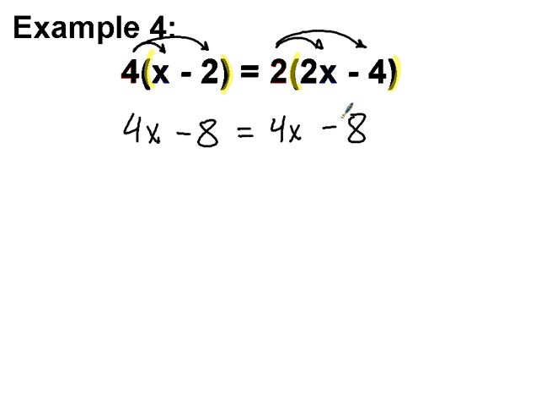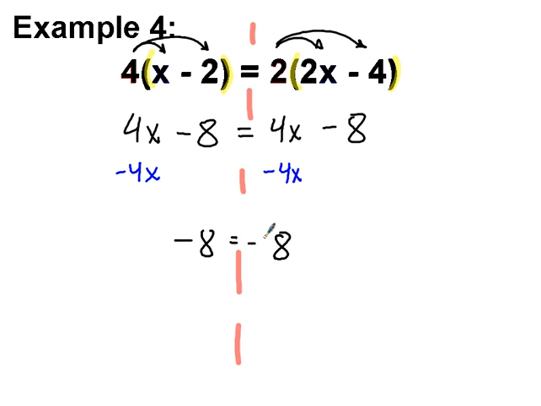And I say, all right, this is odd. I got the same thing on both sides. Well, I'm going to keep going, power through, and see if I can figure this out. Let's take away 4x from the right side, and let's take it away from the left side. From there, I get negative 8 equals negative 8. Something still is odd about this, so let's keep going. Now I'm going to add 8 to both sides, and I end up with 0 equals 0.